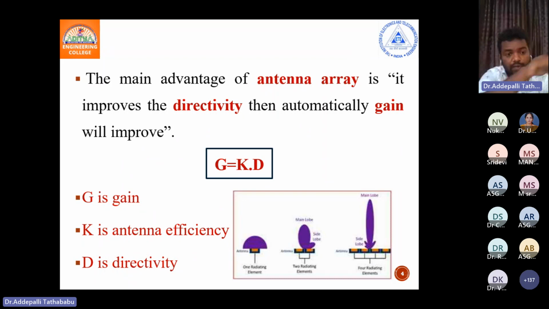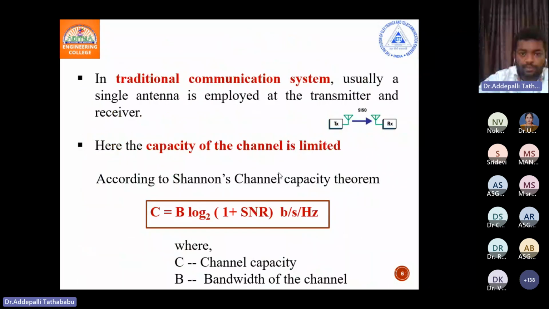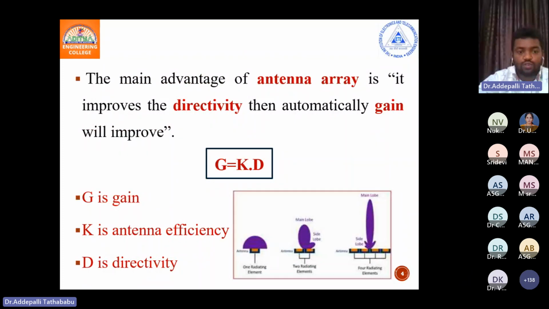So 950 by 1000 is radiation efficiency, with no consideration of losses in the antenna. If you consider the losses in the antenna, that is called total efficiency or antenna efficiency. So the input power is 1000 milliwatts, the output power is either 900 or 950. That's why the efficiency is always less than 1. So the main objective of an antenna array is to improve the directivity, then automatically gain will improve.